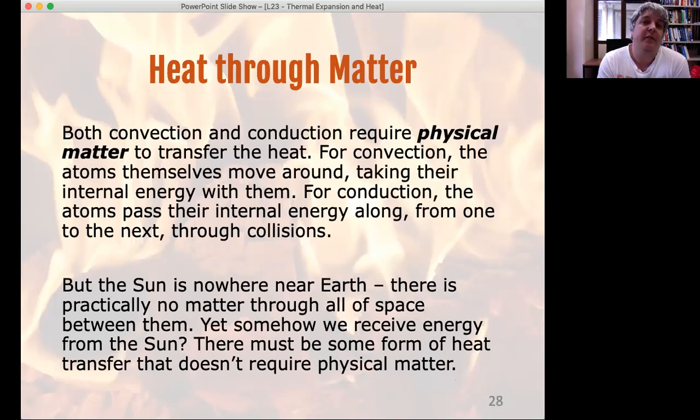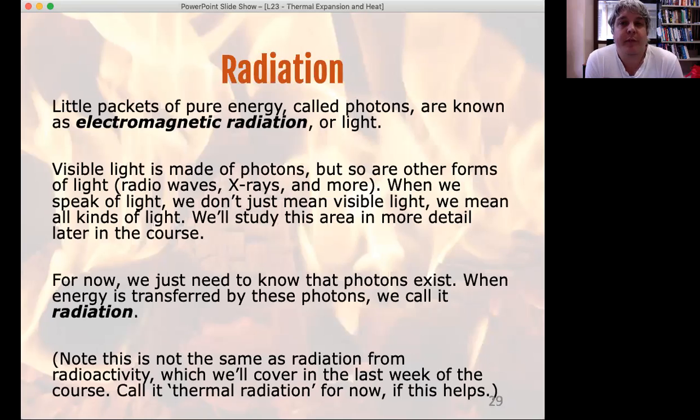So how does energy from the sun arrive at the Earth, even though there is no matter in space for it to conduct or convect through? How does that happen? There must be some form of heat transfer that doesn't require physical matter, and that form of heat transfer is radiation. So little packets of pure energy called photons are known as electromagnetic radiation or light.